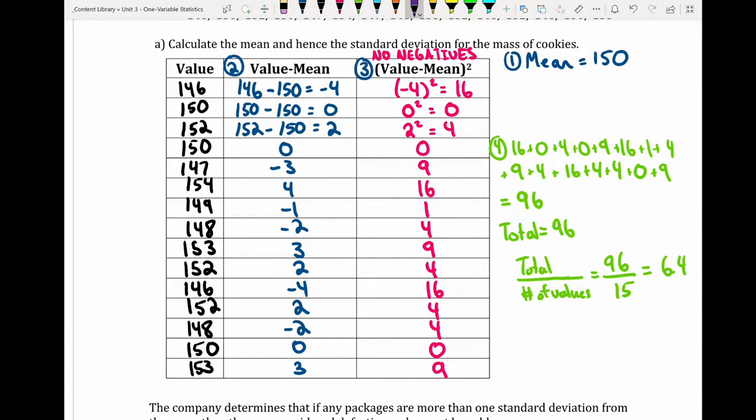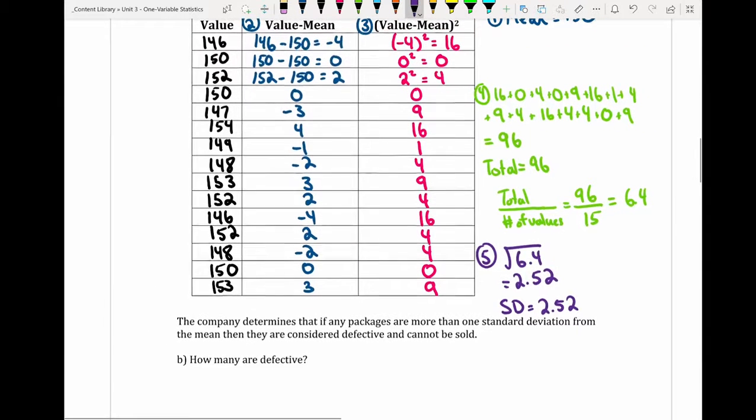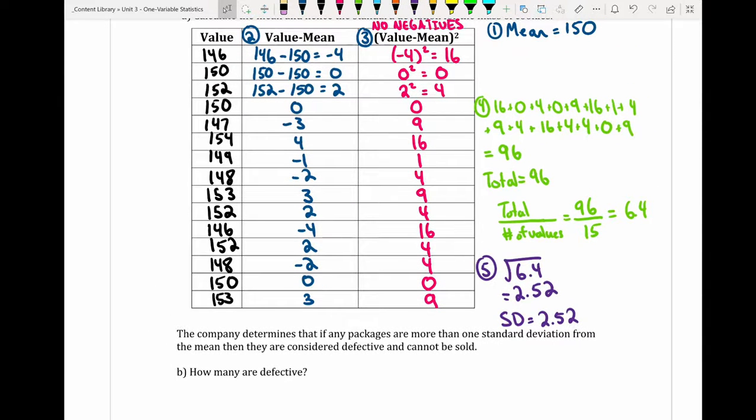Then finally, the last step is we're just taking the square root of the number that we just found in step 4. So the square root of 6.4 equals 2.52. So that means our standard deviation, or SD, equals 2.52. So after all those small calculations, we now have our standard deviation.